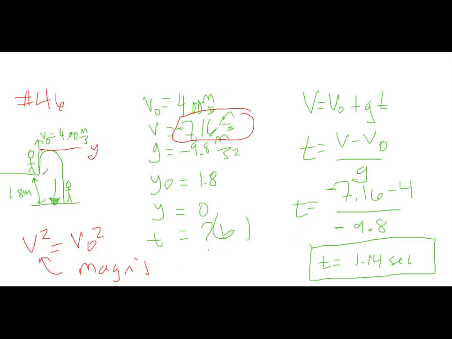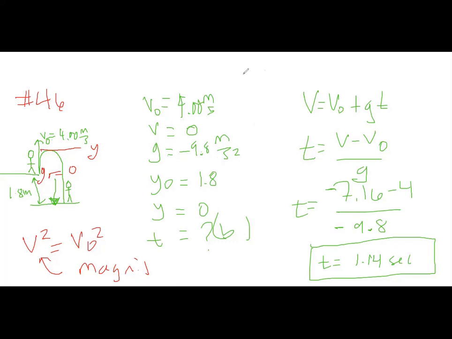Y. How high above the board? So that makes y naught equal to 0. We're looking for the height above the board. So it's kind of tricky. So v naught is still 4. V at the very top is not 7.6. V at the very top, and I wish I could ask you this in real life, but I can't. V at the very top is 0. Remember, V at the max is always 0.